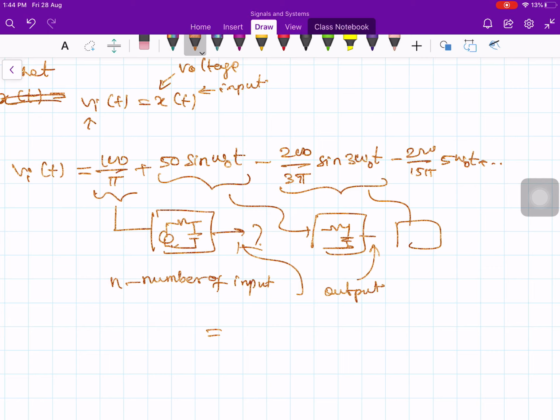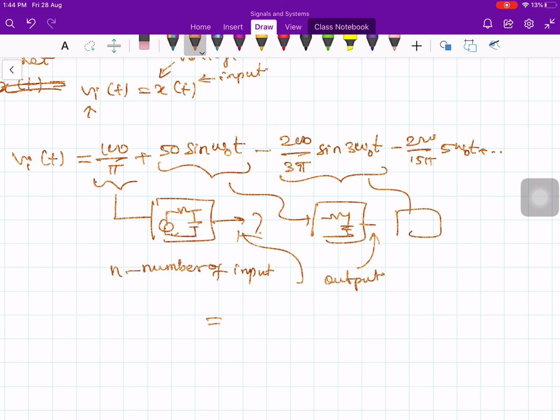Okay, now to do that, we must find the output voltage to input voltage ratio as a function of frequency. We need to know the relation between V naught of t and Vi of t. Vi of t we already have given here.